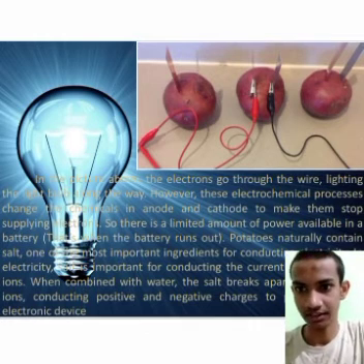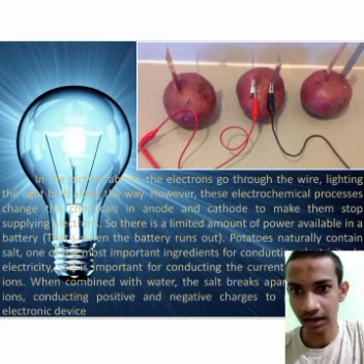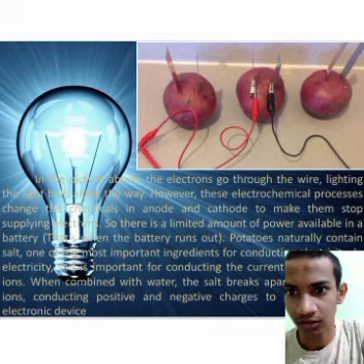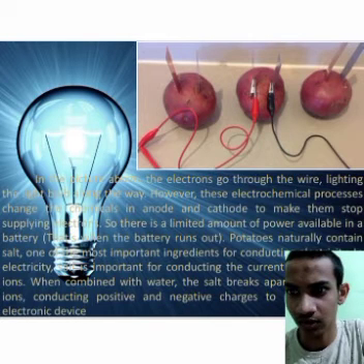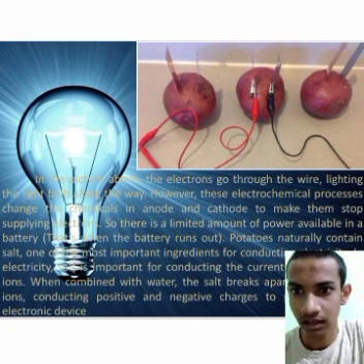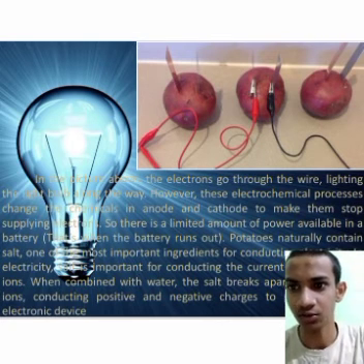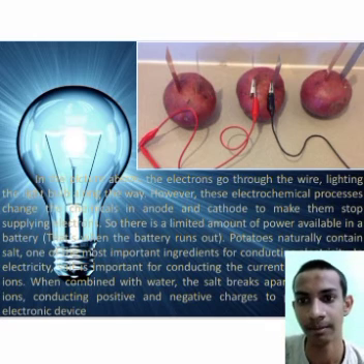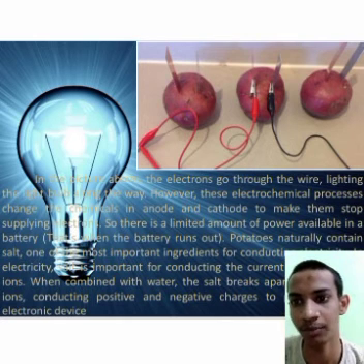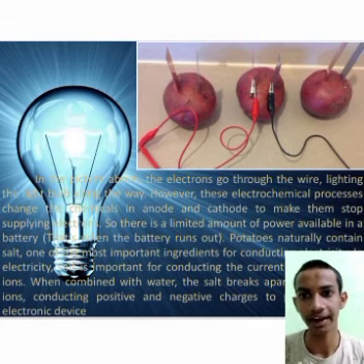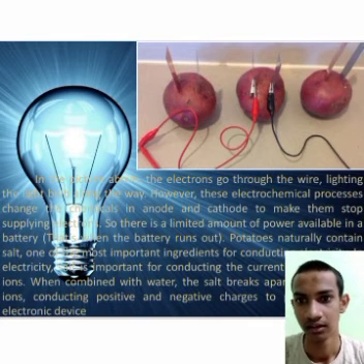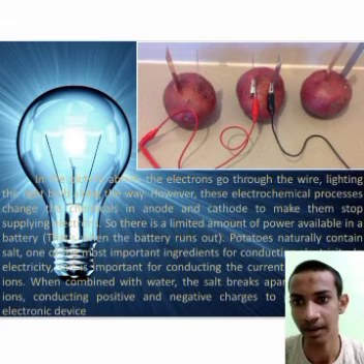In the picture you can see the electrons go through the wire, lighting the light bulb along the way. However, this electrochemical process changes the chemicals in the anode and the cathode to make them stop supplying electrons. So there is a limited amount of power available in a battery. That's when the battery runs out.